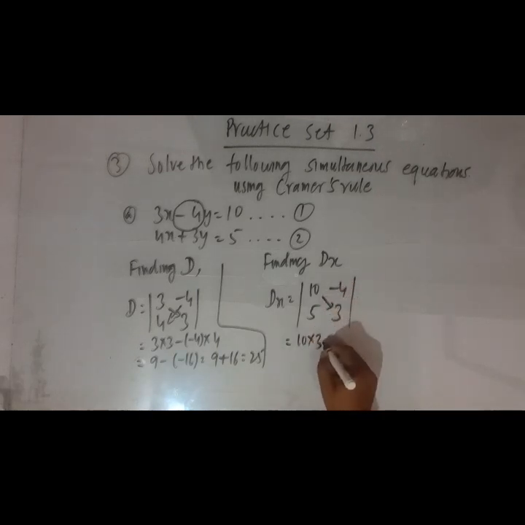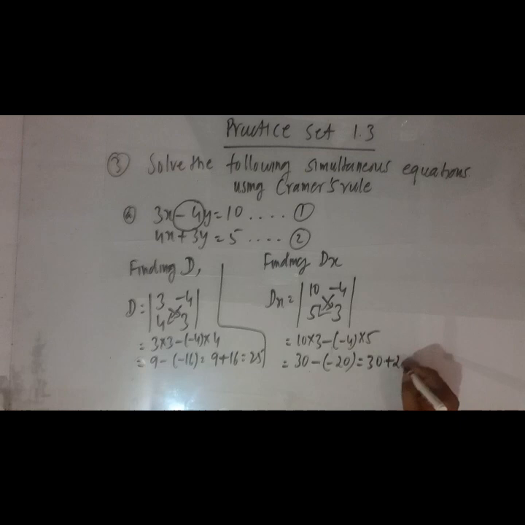So I will solve this. 10 into 3 minus, now this is minus 4 into 5. So this is 30 minus 4 into 5, minus 20. So your answer is 30 plus 20, so this will be 50. So dx is 50.